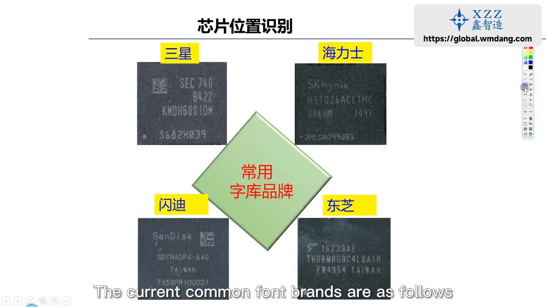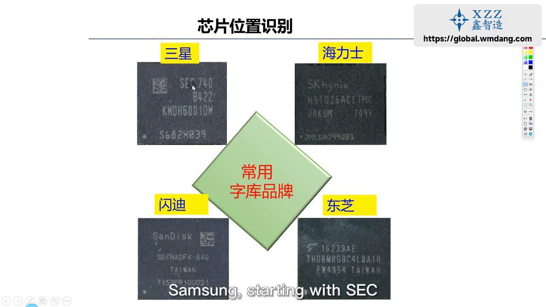The current common phone library brands are as follows: Samsung, starting with SEC, Hynix, starting with SKHY, SanDisk, and Toshiba.